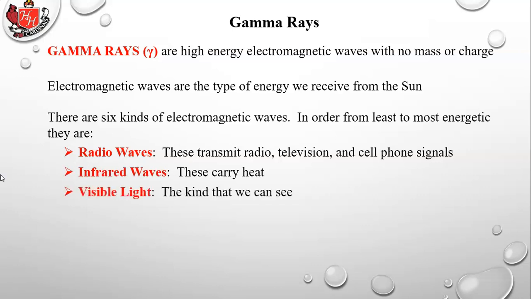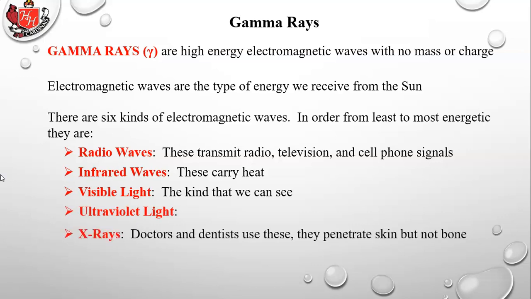Visible light, that's what we can actually see with our eyes. And that's just a very small fraction of the kinds of electromagnetic waves that we can actually see. Ultraviolet light, X-rays, these are used by doctors and dentists. They can penetrate your skin but not your bone. That's why when they take an X-ray, they can see what your teeth look like or what your bones look like if you break a bone, things like that. And finally, the most energetic is the one we're talking about. Those are gamma rays, and those can go all the way through your body.